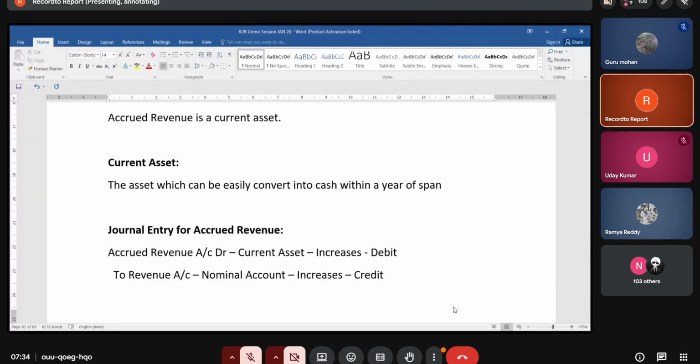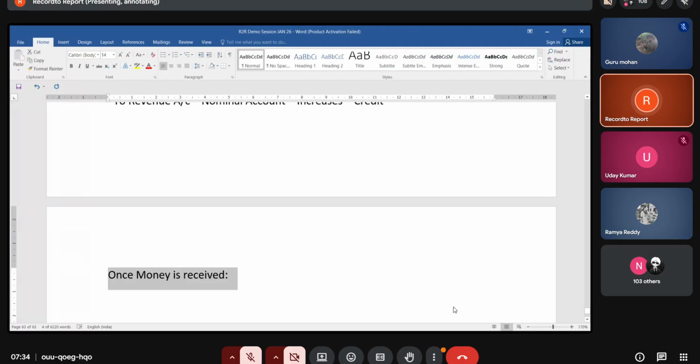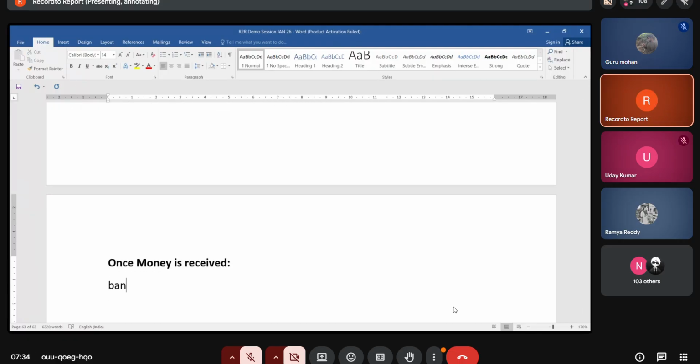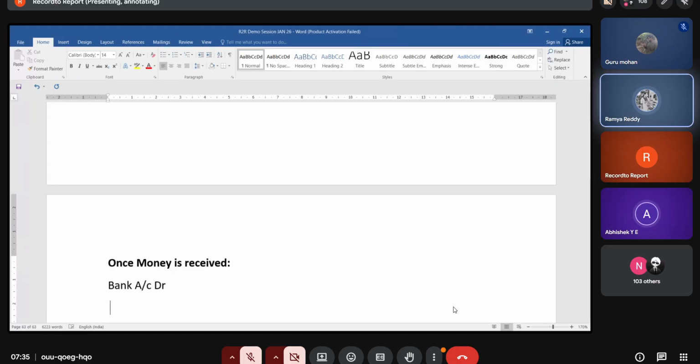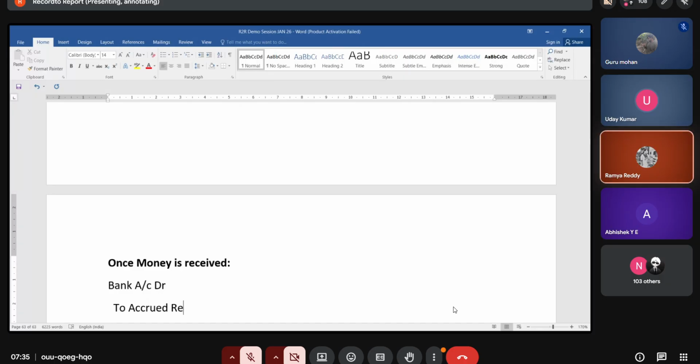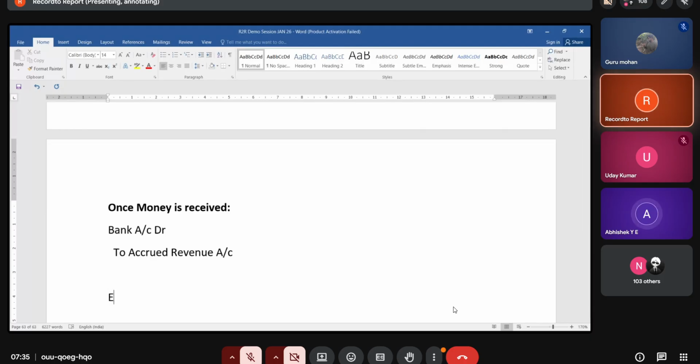So next, once the money is received, what entry do we need to record? Bank account debit to accrued revenue account.